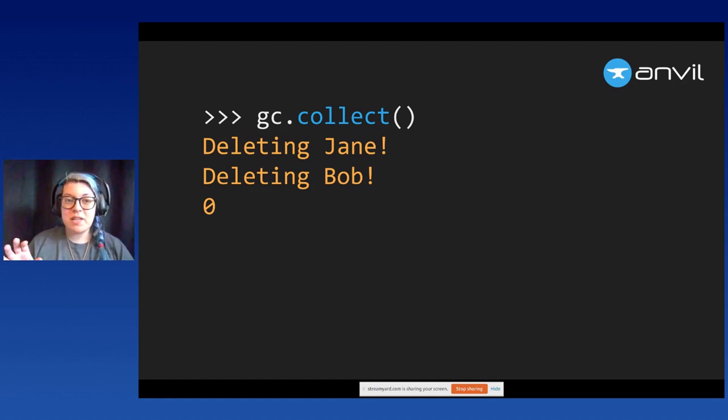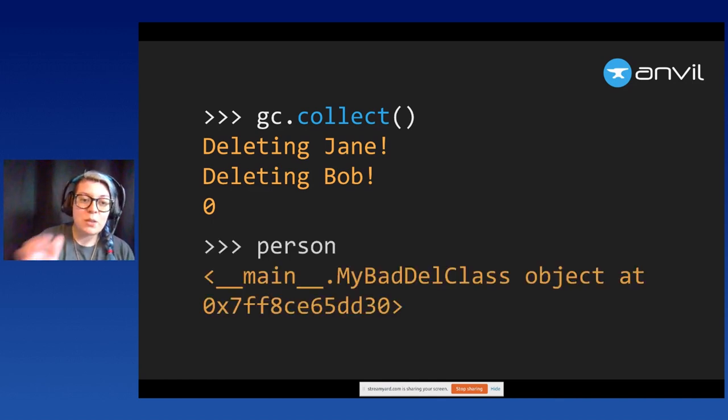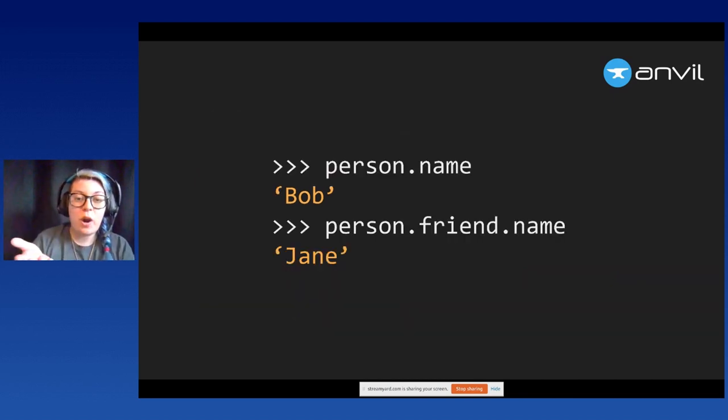And this is because there is a pointer outside the cyclic isolate, it's not isolated anymore. The way we can see this is if we reference this new global variable person, we can see it's an instance of that class. And I'd like to point out that Bob is the object that had its finalizer called second, because that was the one that was printed last. If we look at this person object, its name is Bob.